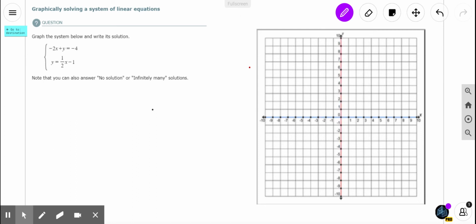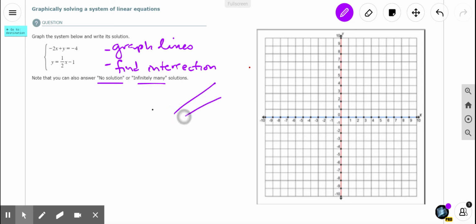The only thing you need to do is graph the lines, find the intersection. Now, I can't guarantee that they're always going to intersect. They will give you sometimes those with no solution or infinitely many. Sometimes they are going to give you parallel lines, and the answer for parallel lines is no solution.